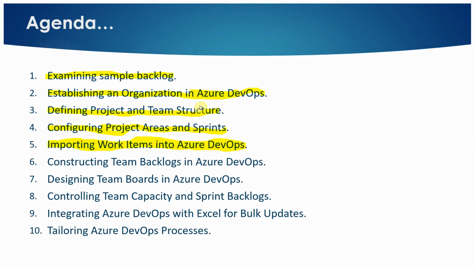So far, we created the organization and we set up the project and team structure. We configured all the areas and sprints, and we imported all the work items we have into Azure DevOps portal. So now let's move on to construct the team backlog.